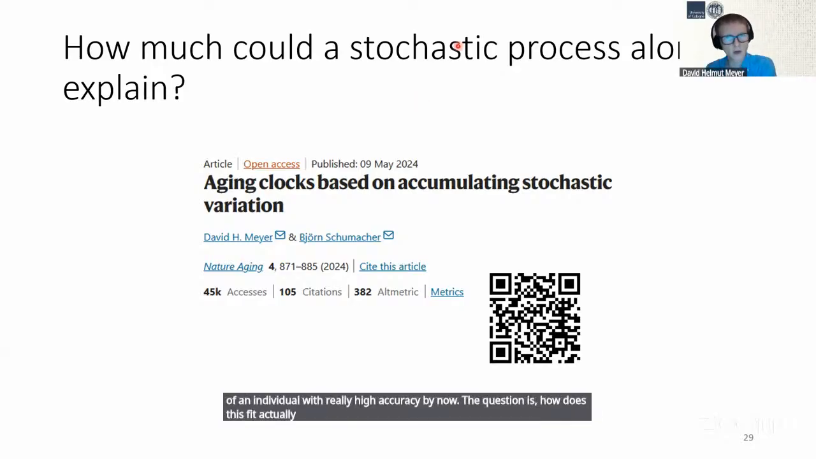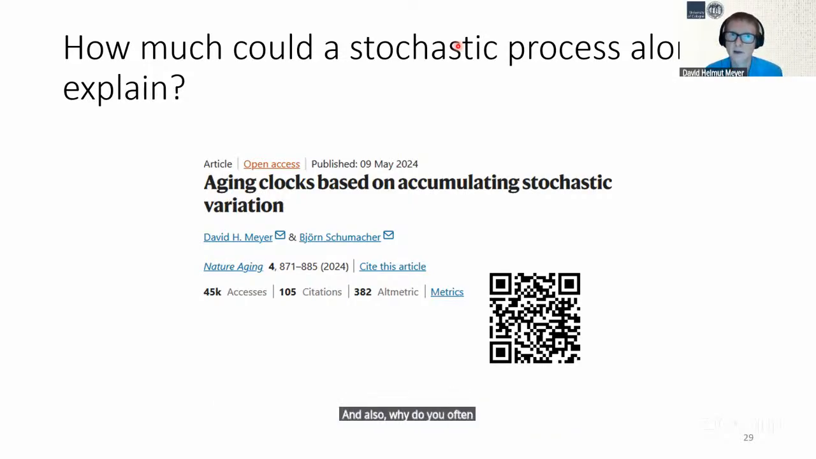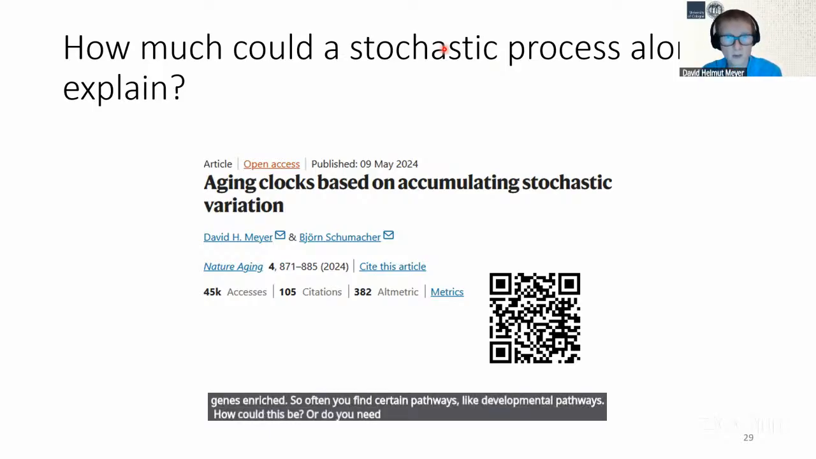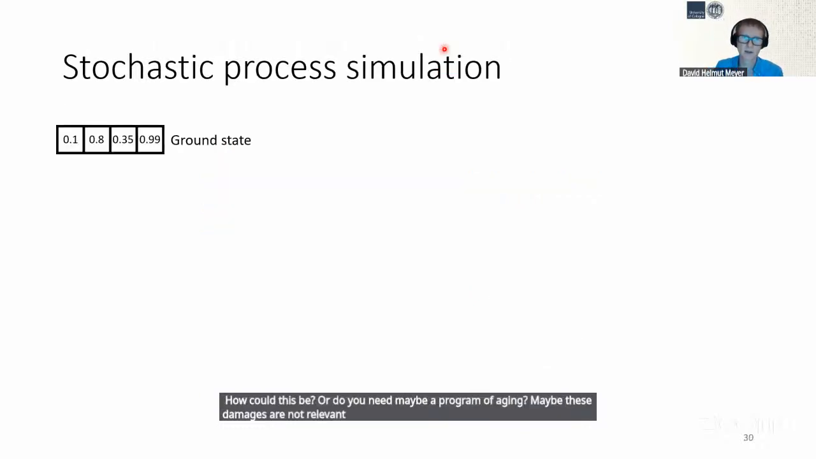How can a random process lead to something that is highly predictable? And also, why do you often find similar genes enriched? So often you find certain pathways, like developmental pathways. How could this be? Or do you maybe need a program of aging? Maybe these damages are not relevant. Maybe it's really just a program.